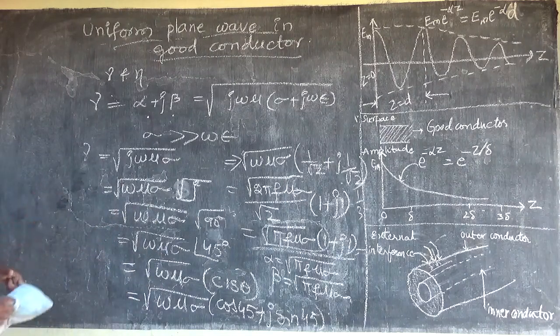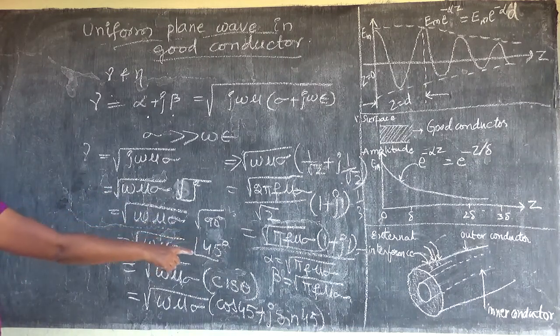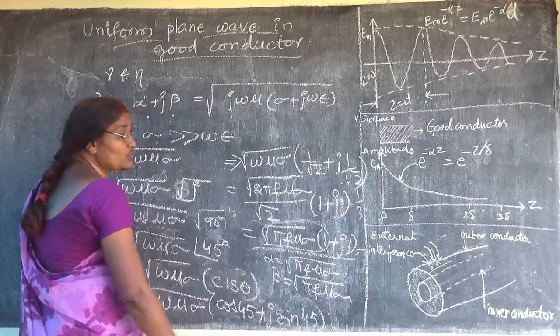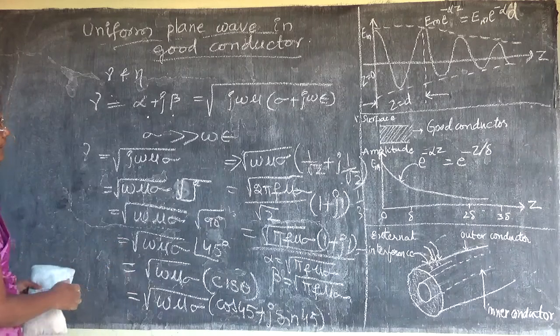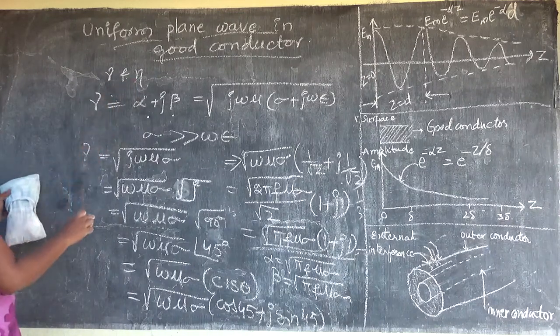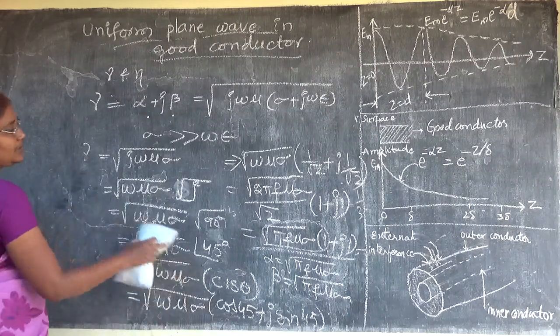So first thing, alpha will be root of pi f mu sigma. Beta also will have the same value, root of pi f mu sigma. And this alpha is directly proportional to the square root of the frequency of the wave. If the frequency of the wave is increased, then your alpha is also going to be increased. So this is about the equation. And next we are going to learn what is the intrinsic impedance of a wave which is traveling through a good conductor. You just remember this formula.